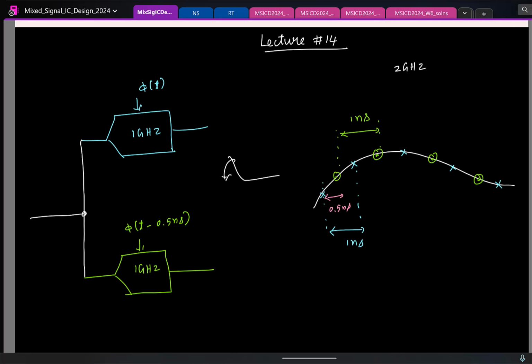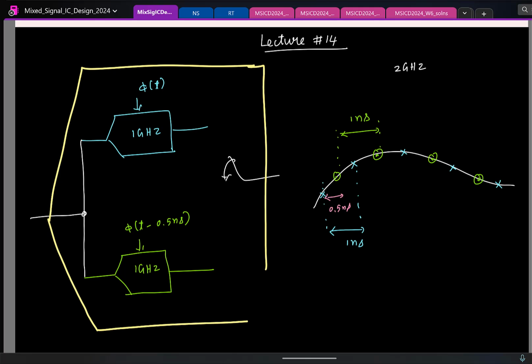So if I put this in a black box and sell it to you, to the outside world it will look like you have designed an ADC at 2 gigahertz. So this technique is called time interleaving. In particular, this is called 2x time interleaving, for obvious reasons.